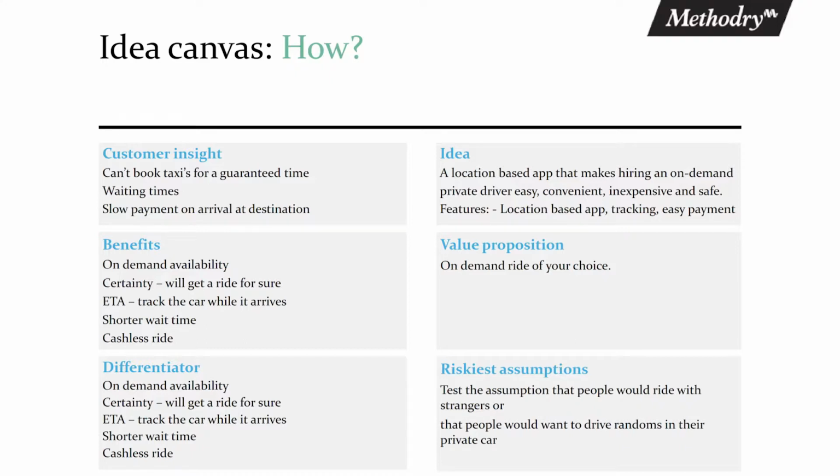The benefits to the customers and to the business are that it's got on-demand availability, certainty, we'll get a ride for sure, ETA, you can track the car as it's arriving, shorter wait times, cashless ride, etc. The value proposition, the one key reason customers should buy it, is it's an on-demand ride of your choice. The differentiator is that we've got on-demand availability, the certainty, the ETA that we spoke about earlier, the shorter wait time, and the cashless ride. That's very different from the taxi industry that it's replacing. And our riskiest assumptions are that people would ride with strangers, or that people would want to drive random people in their private car. Those were the key risky assumptions that organizations like Uber had to get over when they were building these apps to begin with.